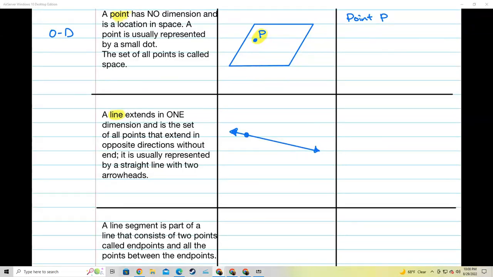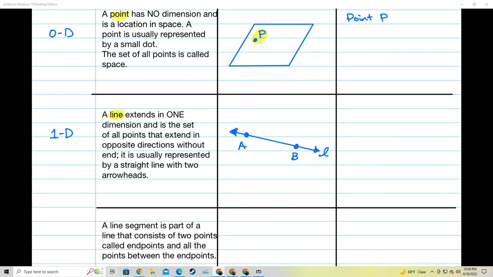And we're going to go ahead and label it with a couple of letters and a cursive L at the end. Now, lines are one dimensional. We say it has one dimension, okay? It's literally just doing this, okay? So that's the one dimension that it's traveling in.